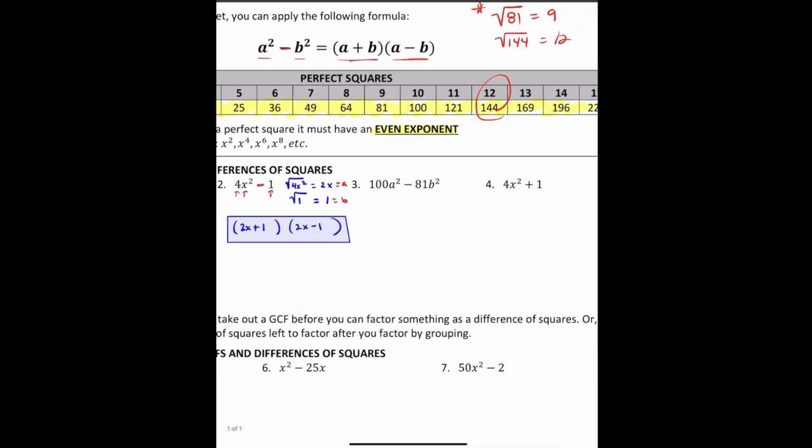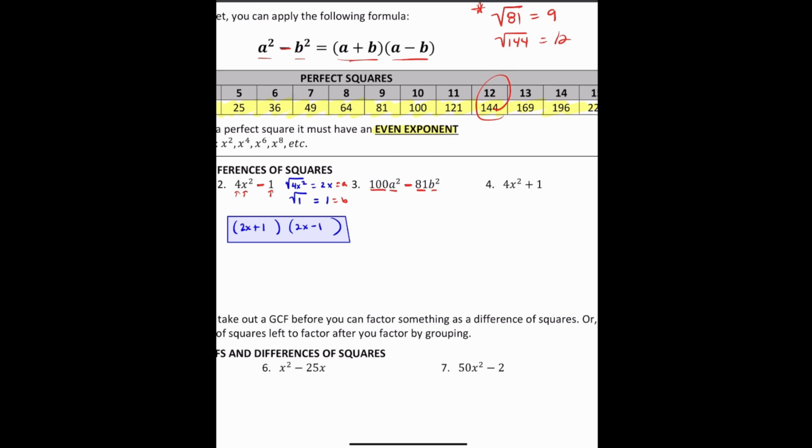Number 3, we have 100a to the second power minus 81b to the second power. So these two terms are separated by a minus sign. And 100 is a perfect square times a squared, which is also a perfect square. 81 is a perfect square, and b squared is a perfect square. So yes, we can factor by using the difference of two squares.